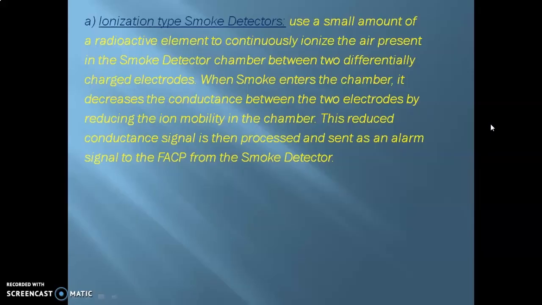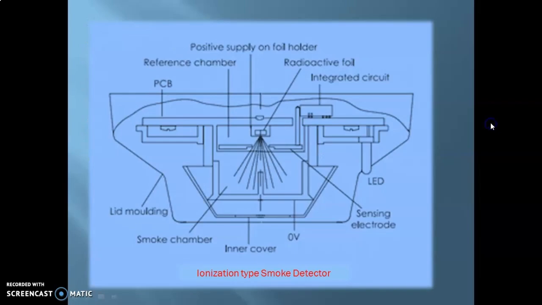So now let me just show you a diagram of what exactly is inside a normal ionization type of smoke detector. So here you can see that this is the complete smoke chamber right over here. Okay, and you have the lid, the outer lid over here.